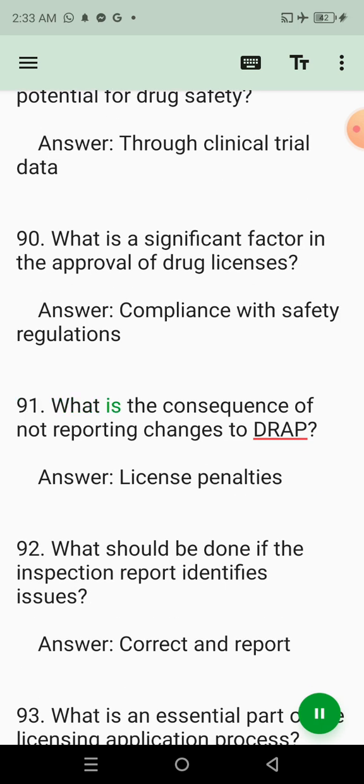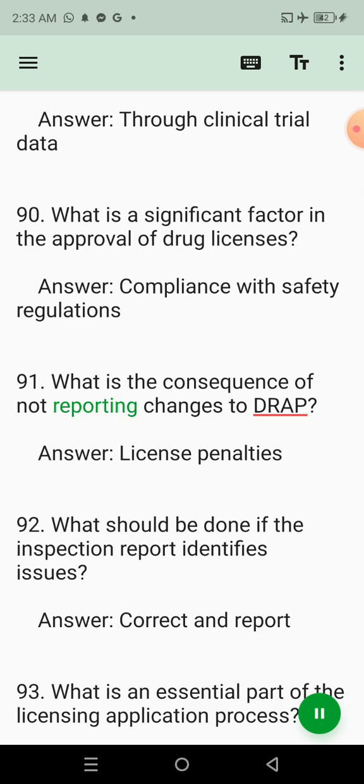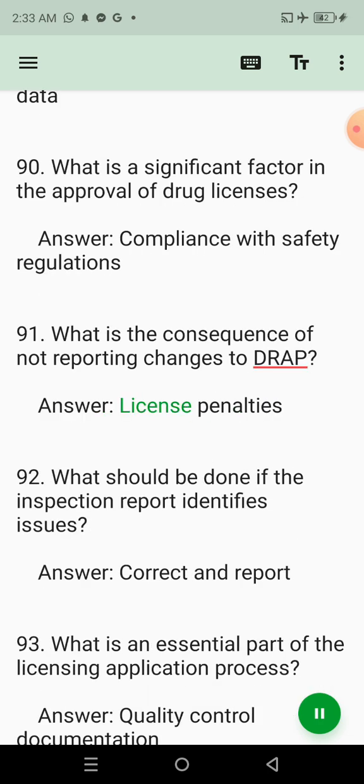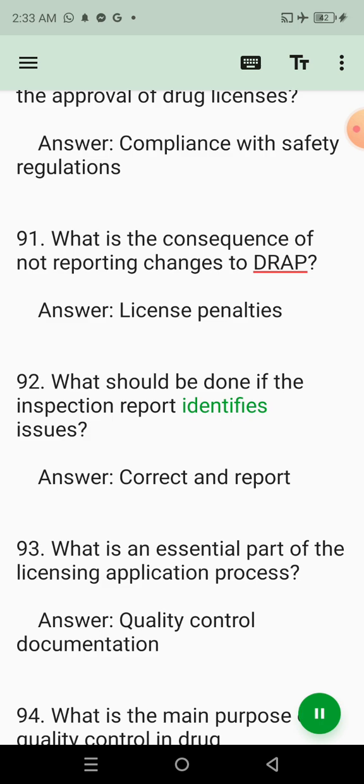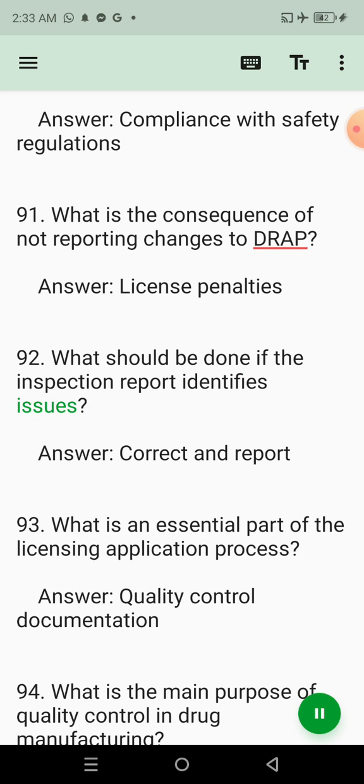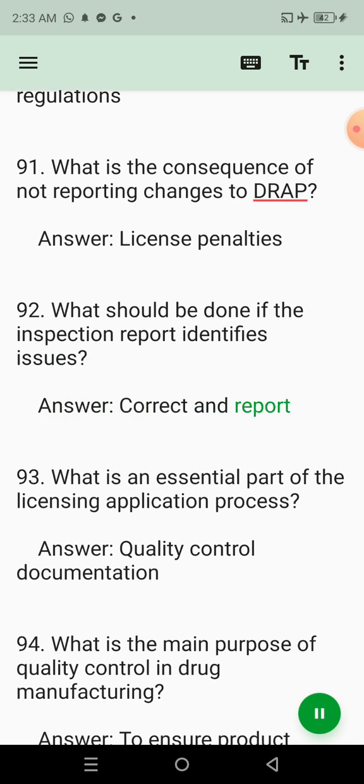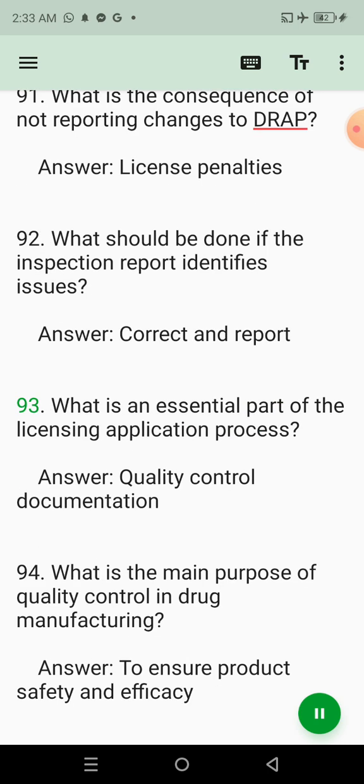91. What is the consequence of not reporting changes to DRAP? Answer: license penalties. 92. What should be done if the inspection report identifies issues? Answer: correct and report.